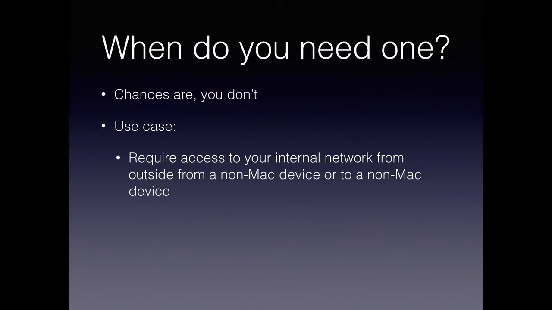But one of the use cases you might have also is you require access to your internal network from outside, from a non-Mac device or to a non-Mac device. Let's say this was a Windows machine and I wanted to talk to my network at home. I have the VPN set up at home so that I can VPN from anywhere to my network at home. And the reason I have that is because I have non-Mac devices I want to get to on the inside.